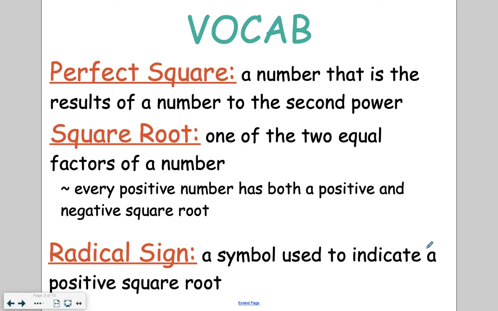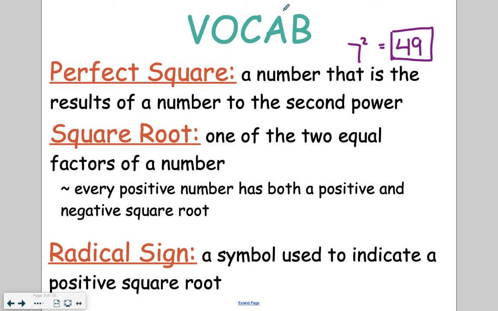A perfect square is a number that results from a number to the second power. What that means, for example, is if I take 7 and I say 7 to the second power, the answer to that is 49. 49 is the perfect square. So whenever you take a number and square it, that answer is a perfect square.